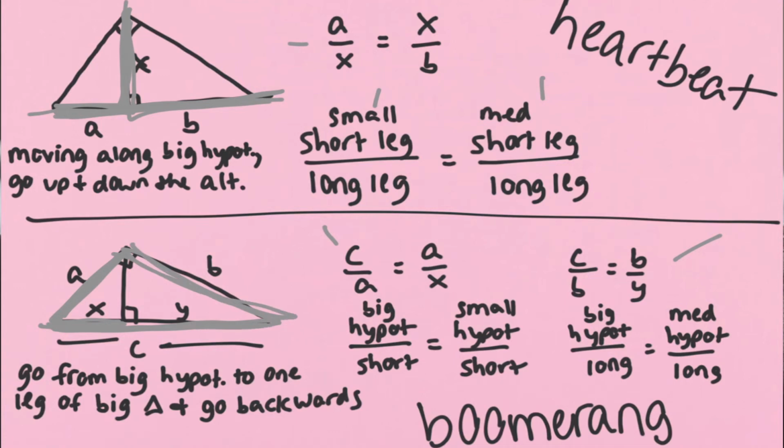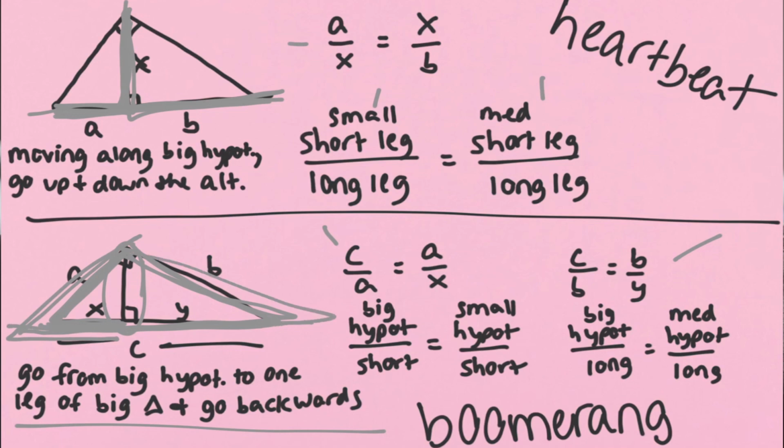So really what you're doing here is you're going from the big hypotenuse, you're going along that whole hypotenuse, you're not going up and down the altitude at all, but going from the big hypotenuse to one of the legs of the big triangle, and then you're going backwards. So either C to A equals A to X, or going the other direction along the big hypotenuse, C to B equals, and then going backwards, B to Y.